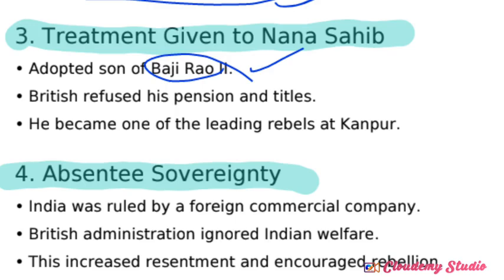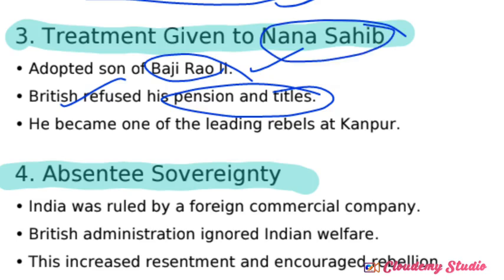Later they announced one of their policies, the doctrine of lapse, right? So an adopted male heir would not have any right to ascend the throne, and also had no right to get the pension from the British government. This Nana Sahib was actually one of the adopted sons. Till Baji Rao II, they were getting the pension from the British. But suddenly the British refused his pension and titles. That means the British refused to pay the pension to Nana Sahib.